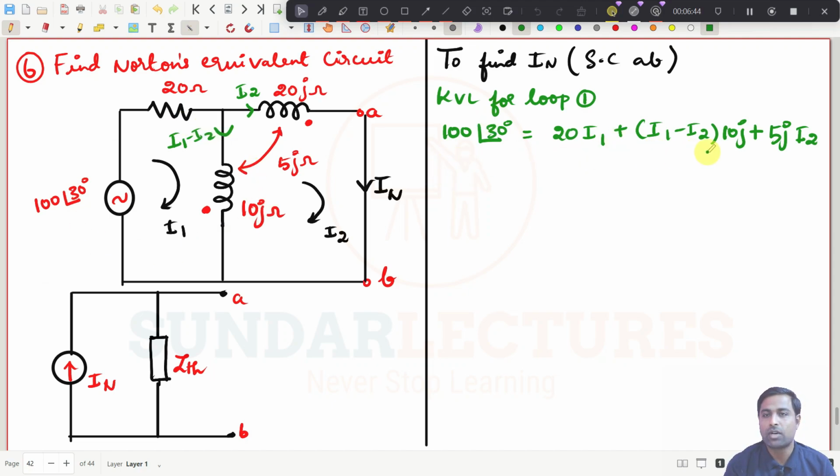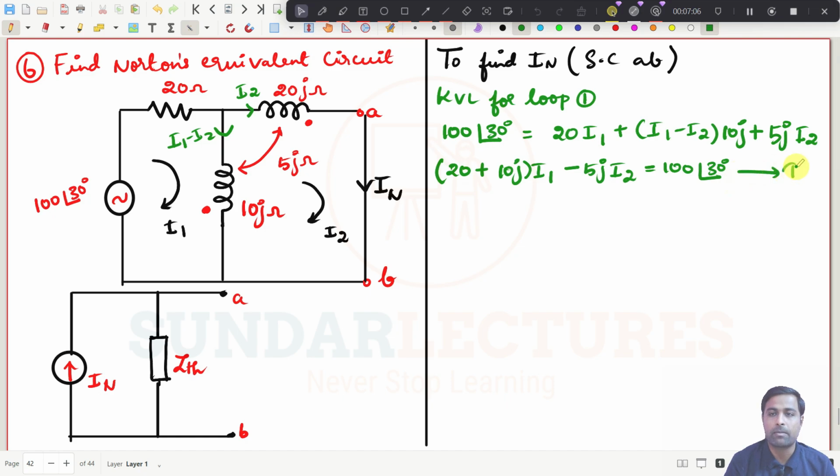And if you simplify this equation, I will straight away write it down. So (20 + 10j) I1 minus 5j I2 is equal to 100 at an angle of 30 degrees, right? This is equation number 1.